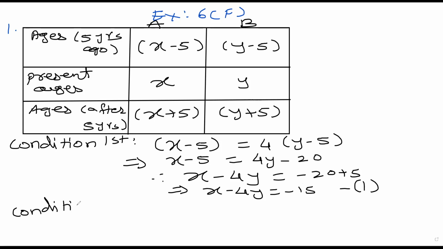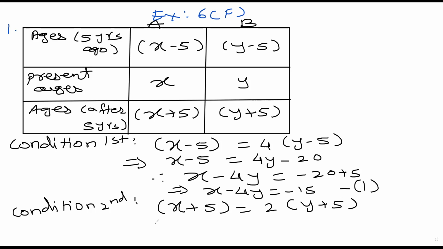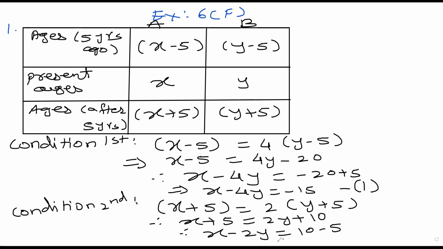What is the second condition? 5 years hence A's age will be twice the age of B. So x plus 5 is equal to twice of y plus 5. So when you open the brackets, you get x plus 5 is equal to 2y plus 10. So you get x minus 2y is equal to 10 minus 5. Therefore, x minus 2y is equal to 5. Equation 2. I hope everybody got these equations at least.